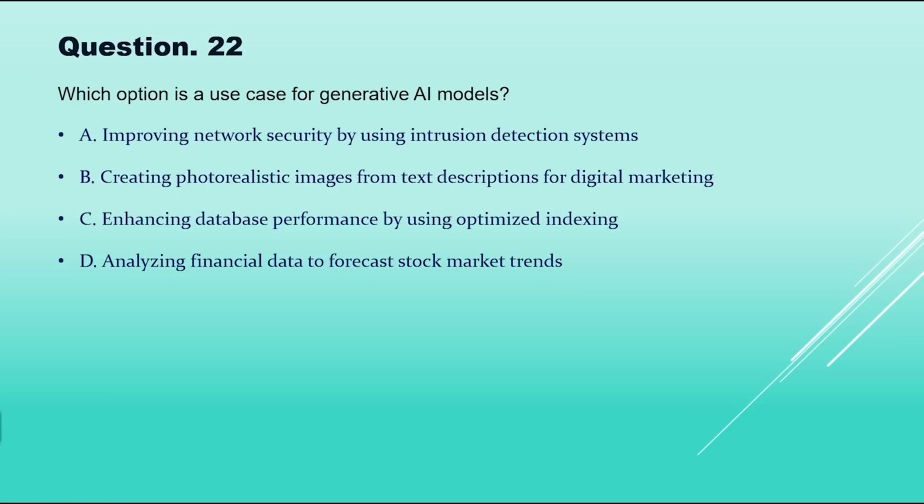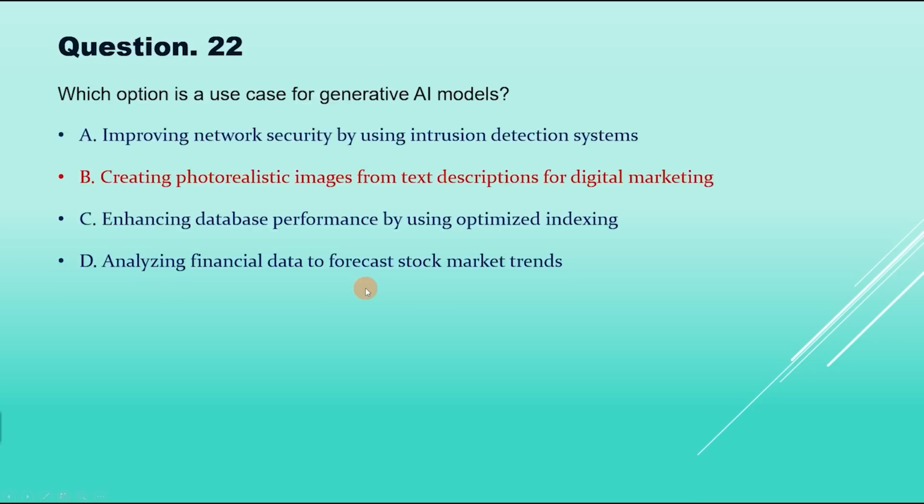So the correct answer here will be option B, creating photorealistic images from text descriptions for digital marketing. And this is because generative AI models are designed to create new content, which includes generating images, text, audio, or other types of media based on the input data. And due to this reason, for this use case, option B will be the correct option.